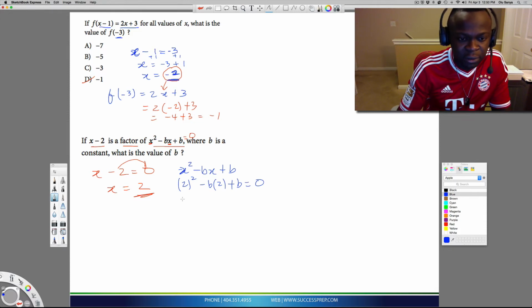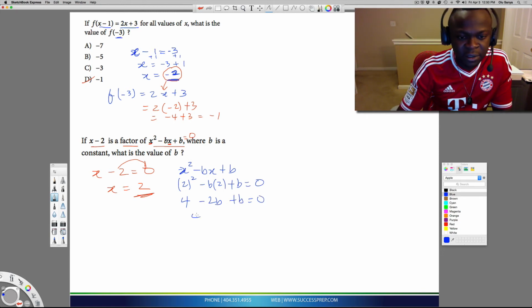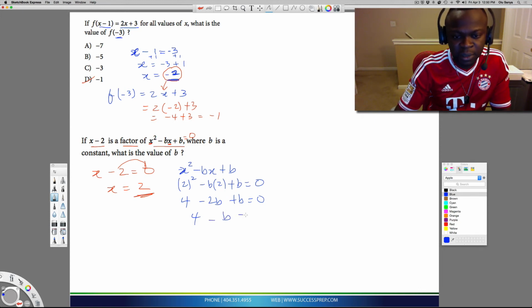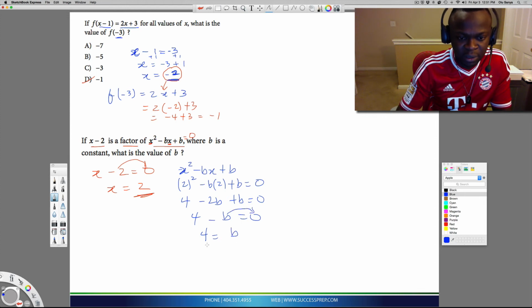So let's finish this out. That's going to be 4 minus 2b plus b equal to 0 there. So let's just clean this up. This is 4 minus b, because you have minus 2b plus b, which is minus b, equal to 0. All you have to do here is just move the b to the right because it's the one that's negative. So keep the 4, and I'm going to move this b over here, and that becomes positive b. So b is 4. So the answer to this second one is 4.